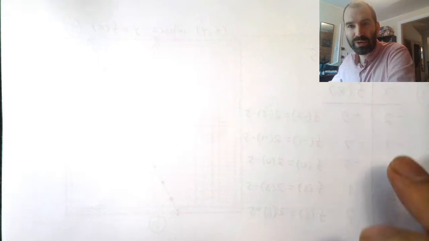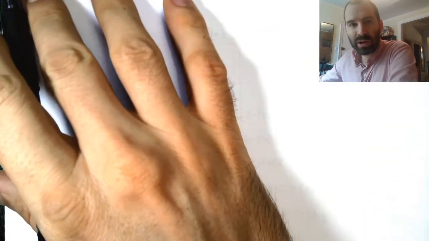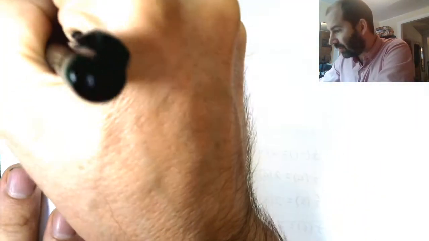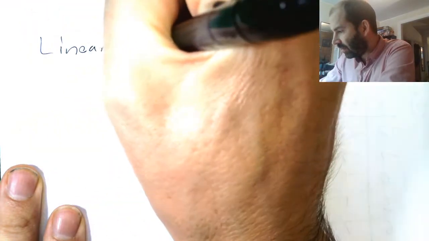We are going to talk about graphing linear equations. So let's talk about what a linear equation is, and then we'll do some graphs. Before we do that graph you just saw, we're going to talk about what a linear equation is. All right, so a linear equation.